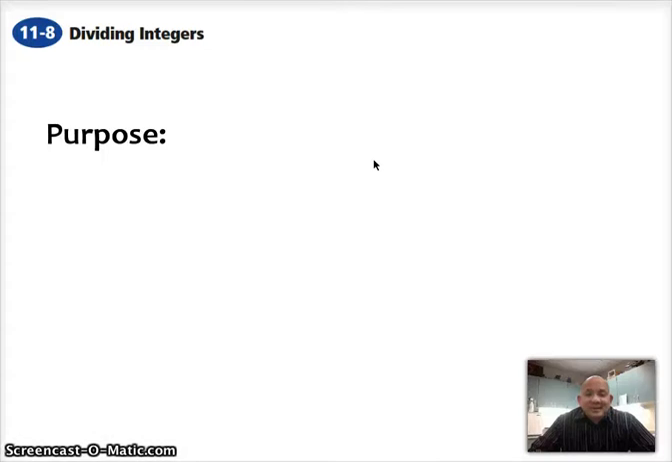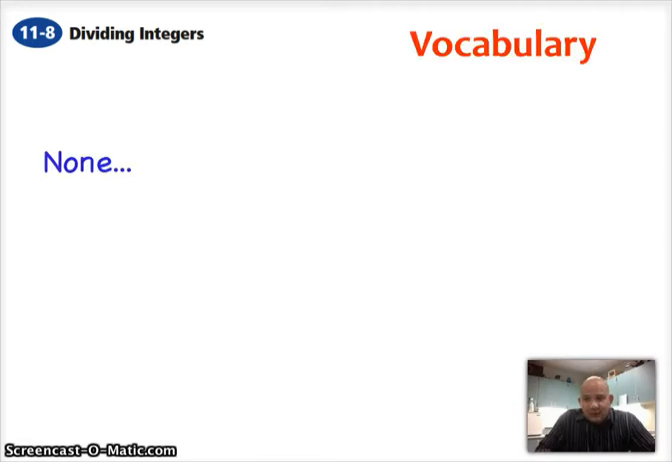Hi class, today is lesson 11-8, dividing integers. Our purpose for today, simply to divide integers. There's no vocabulary for today, at least no new vocabulary. We'll be using a lot of math vocabulary here momentarily.